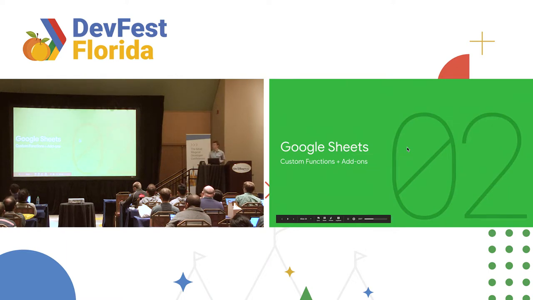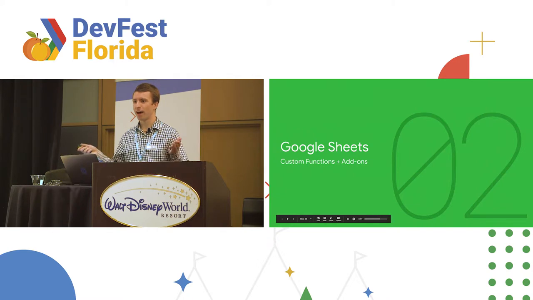Google Sheets. So with Google Sheets, AppScript can power custom functions and add-ons like we saw just before. It's actually really powerful. It's the first use of Google AppScript.